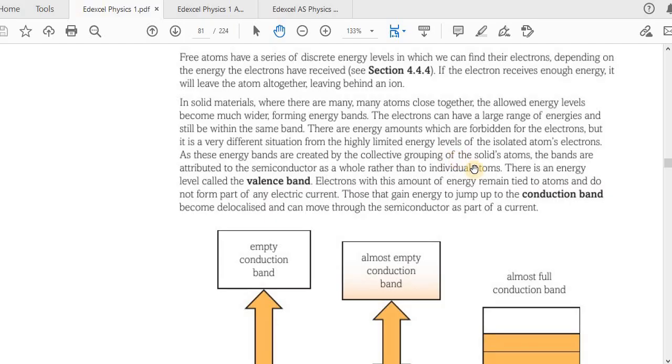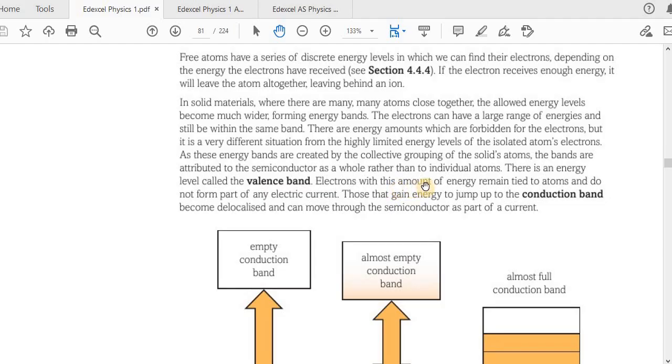Alright, so here you can see many atoms close together. The allowed energy levels become much wider, forming energy bands. Now compare that with this here. It is a very different situation from the highly limited energy levels of isolated atoms' electrons. Energy bands are created by the collective grouping of the solid's atoms. The bands are attributed to the semiconductor as a whole rather than to individual atoms. There is an energy level called the valency band.